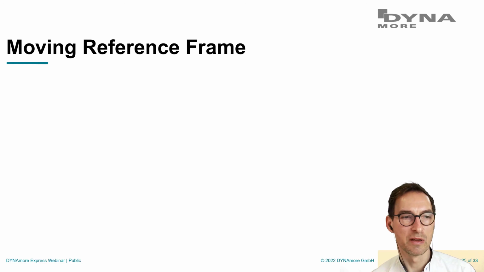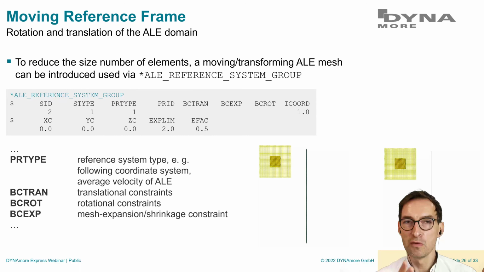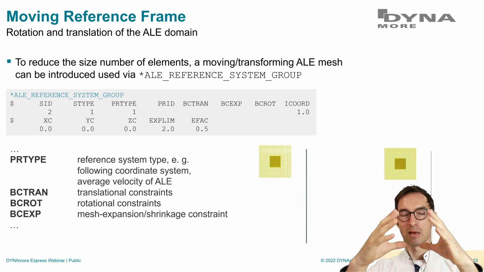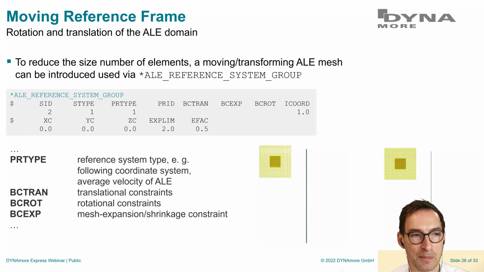But there's this moving reference strategy, which means we can move the Eulerian mesh in order to somehow encapsulate our material of interest inside of the Eulerian domain. And the keyword we are referring to here is the so-called ALE reference system group. And also here, there's a whole lot more to this one than I'm showing you right now. Because you can think of there being different ways of defining the movement of the Eulerian mesh. Yeah, for instance, there's an example down here.